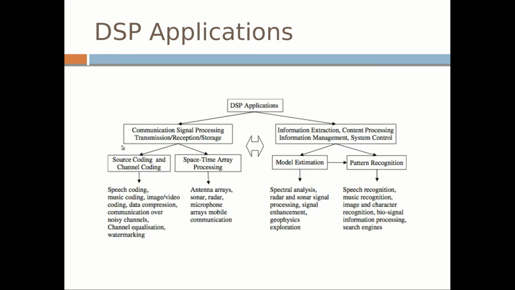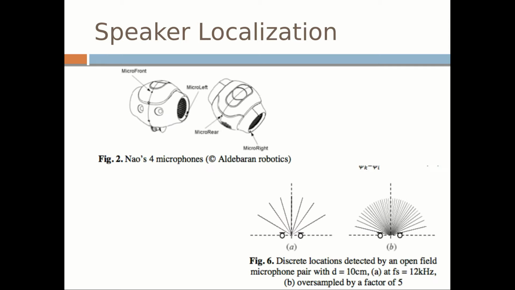Another application is space-time array processing. This is a signal processing technique which aids in target or source detection of the signal. Here in this example, we see a NAO robot made by Aldebaran Robotics. This robot has multiple microphones on it, on the front, on the left, on the right, and on the back side. So when a person speaks from a certain point near the robot, array processing is used to find out the direction from which the signal has originated.